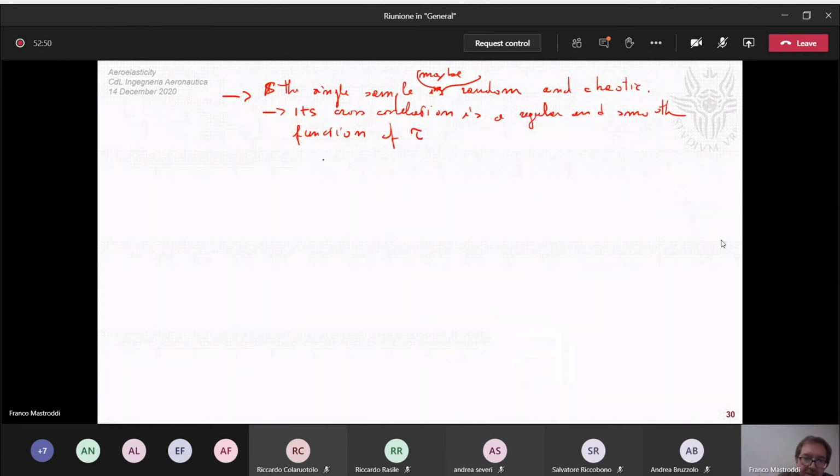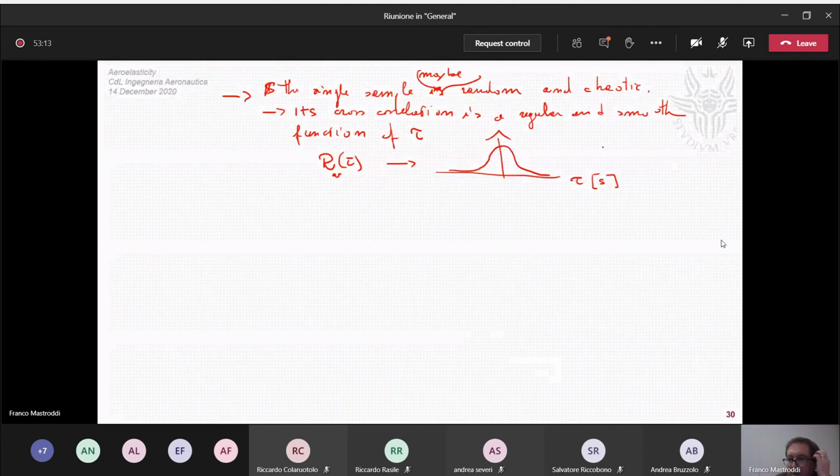Okay, so for example, you may obtain R tau of your gust function as something regular like this. Note that this tau is not representing the current time variable. Yes, the dimension is seconds, but it is not the current time of your process. It is representing the generic distance between one time and another time you are considering for the correlation. Okay?